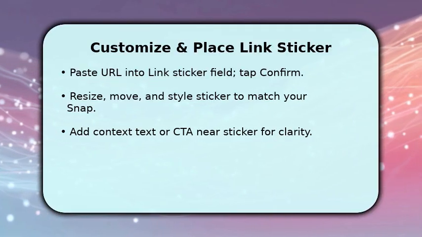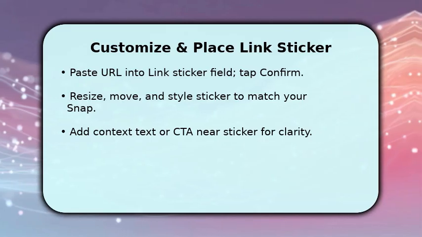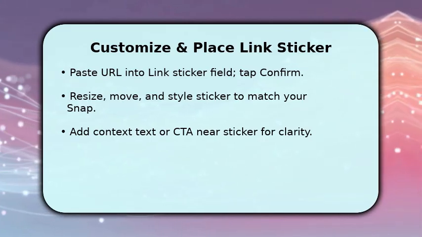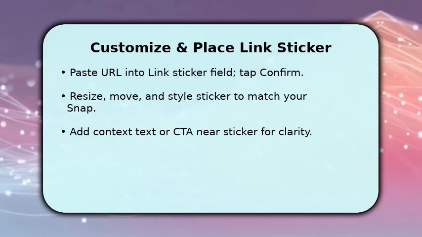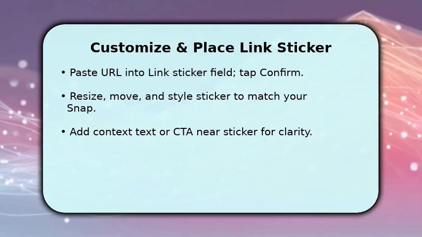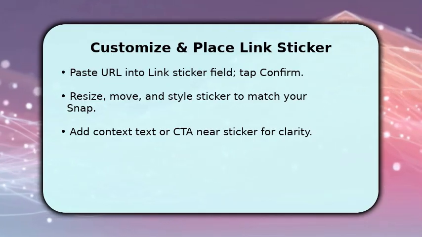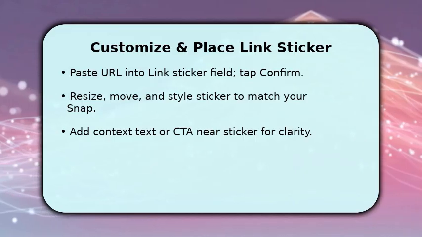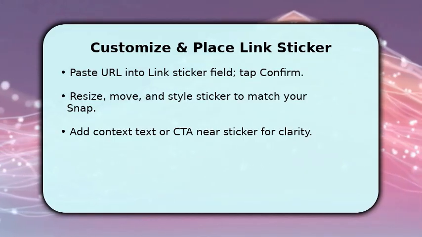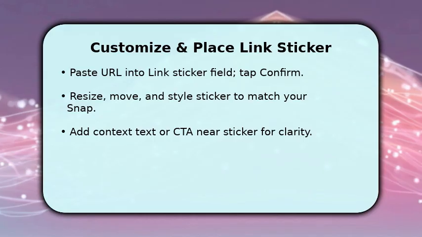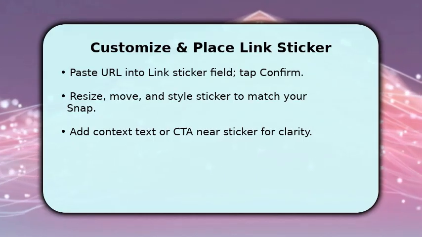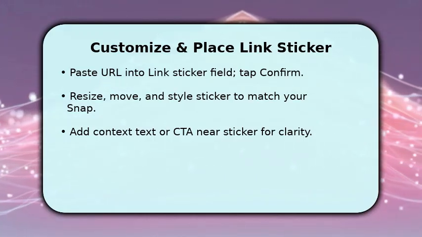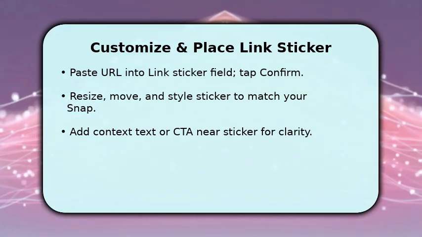Paste the URL, then confirm and preview. Snapchat fetches a preview or icon. Make it readable. Resize and position the sticker where it won't obscure faces or important visuals. Add a clear CTA like tap for details or context text nearby so viewers know why to click. Once done, check contrast and spacing. Good placement raises click-through rates and avoids accidental taps that frustrate users.